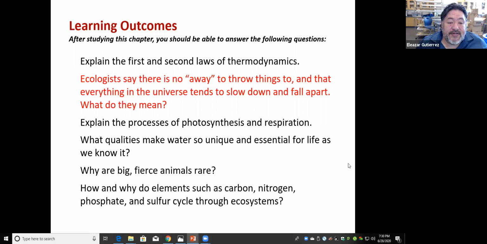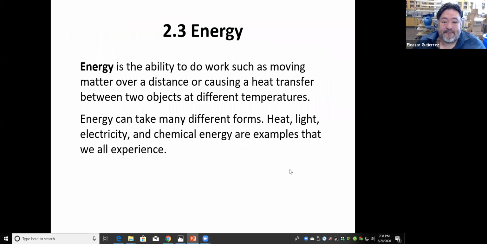So this is what we're going to cover in the second half. We're going to explain the first and second laws of thermodynamics. We're going to address again why there's no away when we throw things away. We're going to talk about photosynthesis and respiration, the qualities of water and why they're essential for life. And then we're going to talk about the cycles for carbon, nitrogen, phosphate, sulfur, etc. So we're going to start with energy.